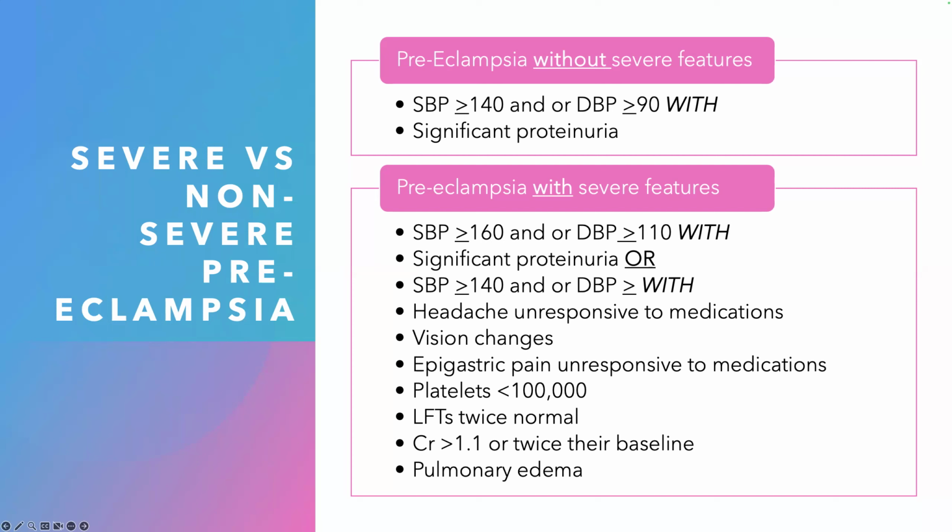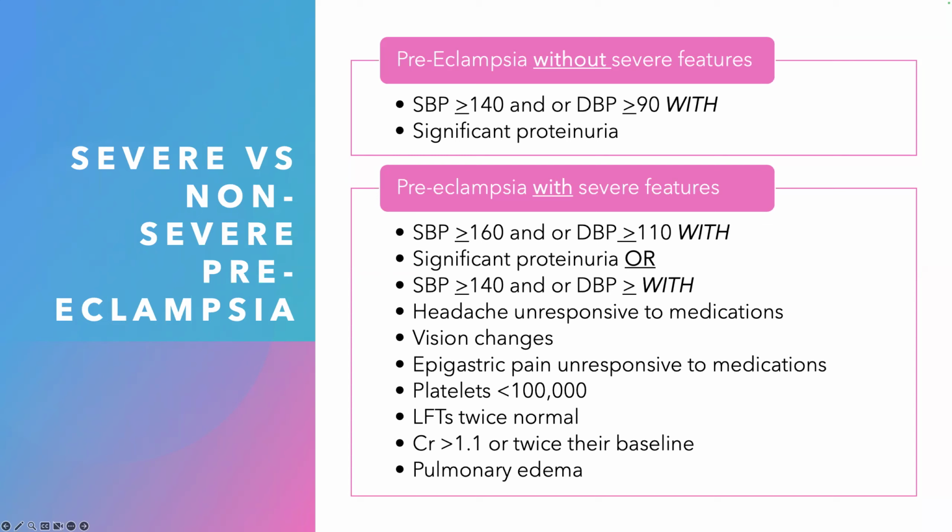Or it can be somebody who has a systolic blood pressure of 140 or higher and/or a diastolic of 90 or higher, and this could be severe range or not, with a headache unresponsive to medication. So this is somebody who's had Tylenol, maybe Benadryl, maybe magnesium. There are different management options for headaches in pregnancy, and it's not responding to any of them. Vision changes: they're having double vision, blurry vision, spots in their vision. Or they're having epigastric pain, typically up in that right upper quadrant, unresponsive to pain medication or heartburn medication.